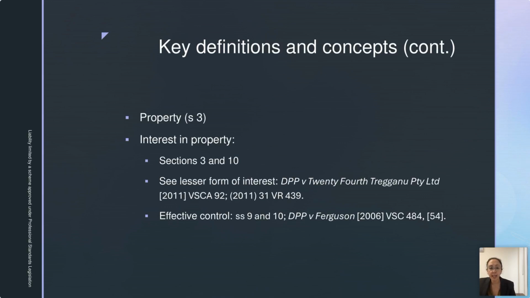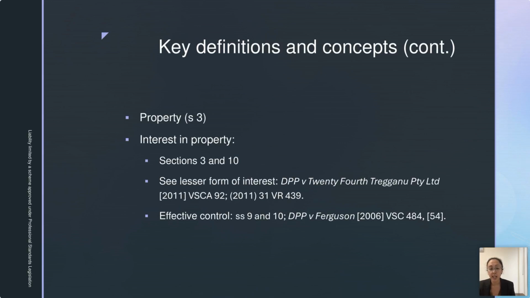So property could include cryptocurrency, arguably an intangible asset that exists outside of Australia, potentially exists everywhere and nowhere all at once. But there have been restraining orders made against cryptocurrency, and there have been successful forfeitures of cryptocurrency, and it has been found to be property within the meaning of the Confiscation Act.